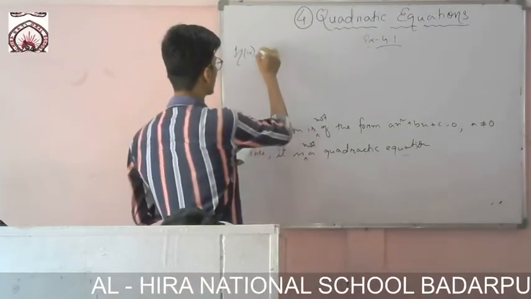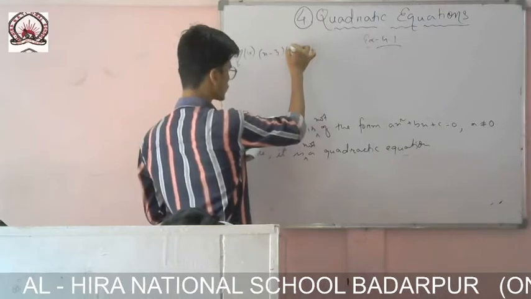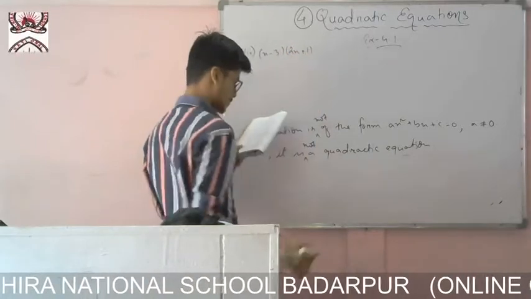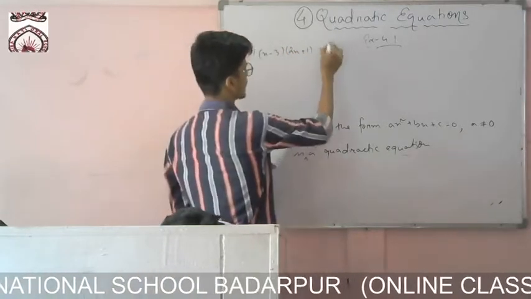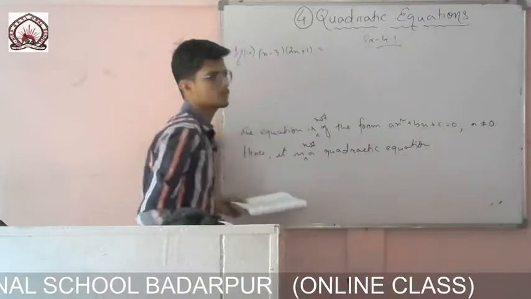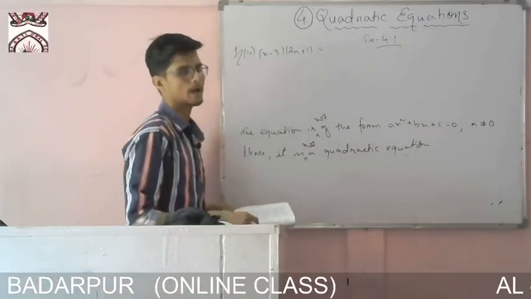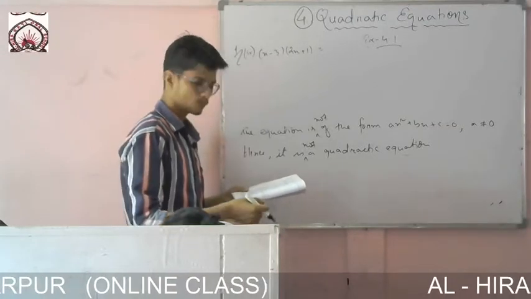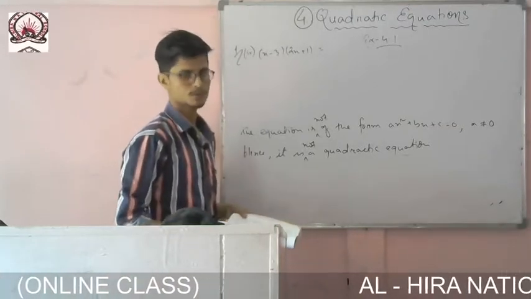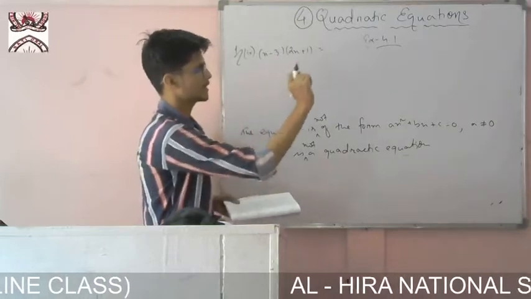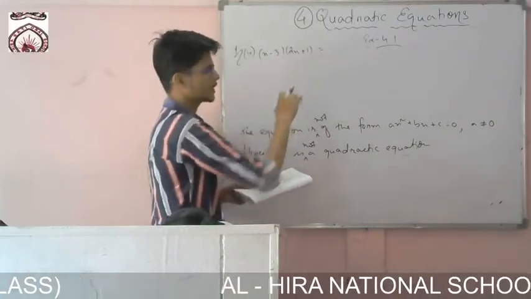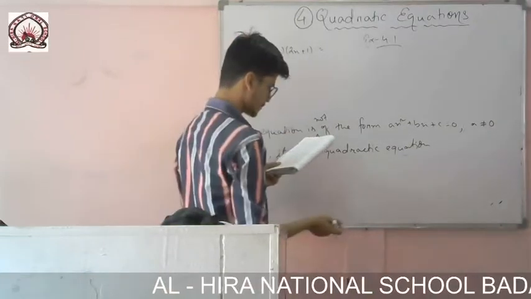Roman number 4: (x minus 3)(2x plus 1). In the exam, often a 1 mark question comes. Some options will be given, some equations will be given, and the question will be: find which of them is not a quadratic equation. So slowly you have to check, or if you can calculate orally, then also it is okay.